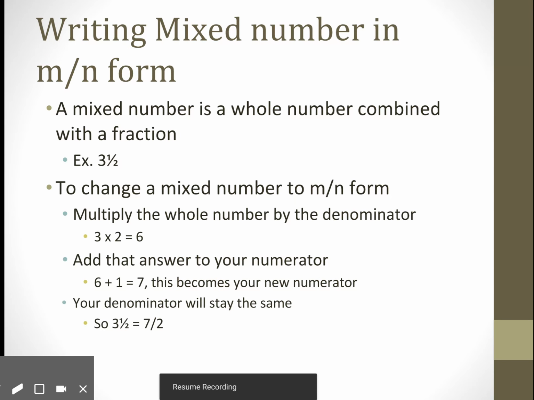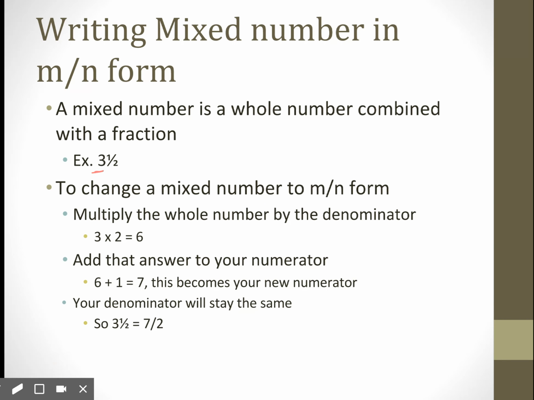So now you're going to learn how to write mixed numbers in M over N form. We don't want to use mixed numbers when dealing with rational numbers too much because it simplifies things for us. So, mixed number, just a reminder, this is something you might want to write down in your notebook, is a whole number combined with a fraction. For example, this 3 combined with the fraction 1/2.